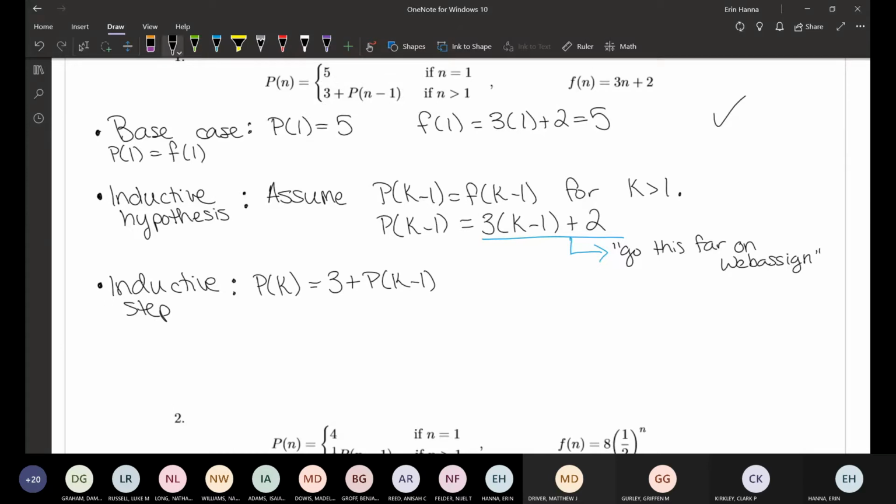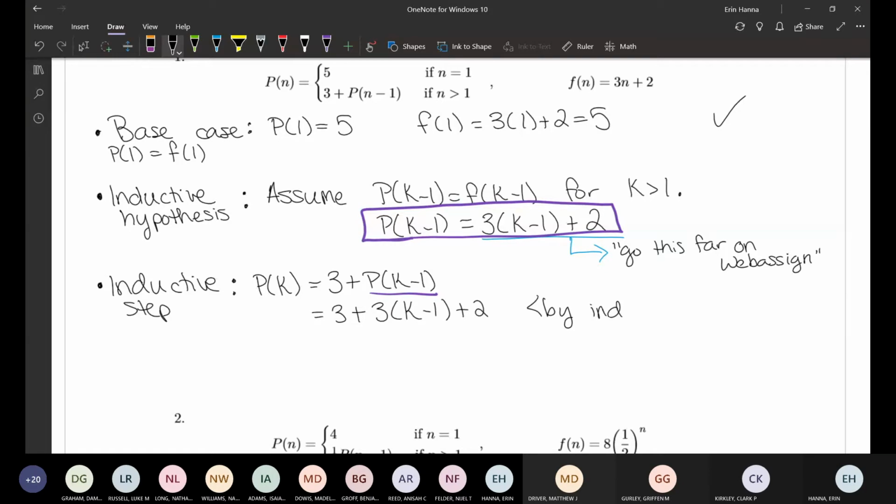Well, now I can replace that P of k minus 1 with this 3 times k minus 1 plus 2 by the inductive hypothesis. So we're going to replace this P of k minus 1 with this 3 times k minus 1 plus 2, and I'll write by inductive hypothesis so we remember.